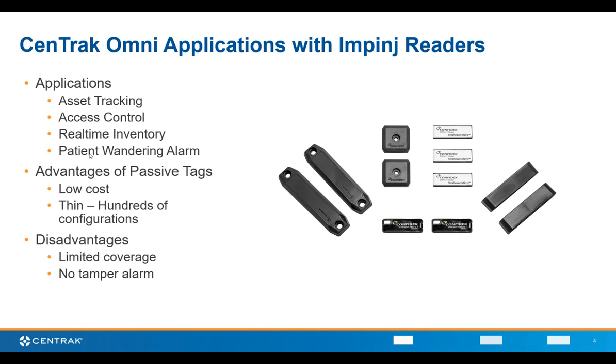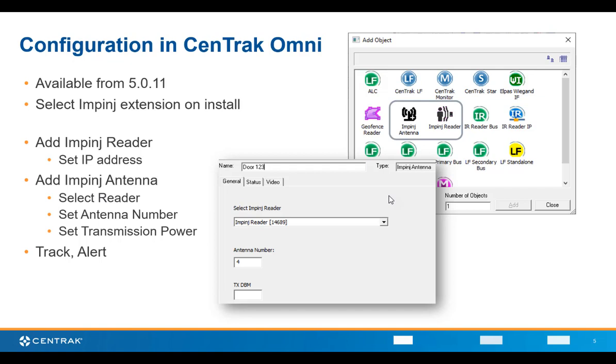Therefore, if you have a low tag to reader ratio, then the active system may actually be less costly, a lower total cost of ownership than the passive system. You'll have to price that out yourselves.